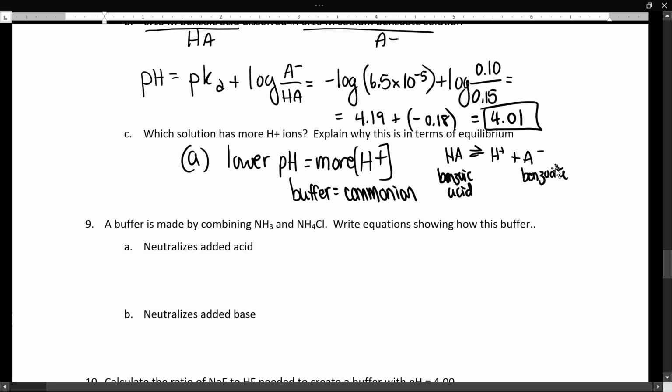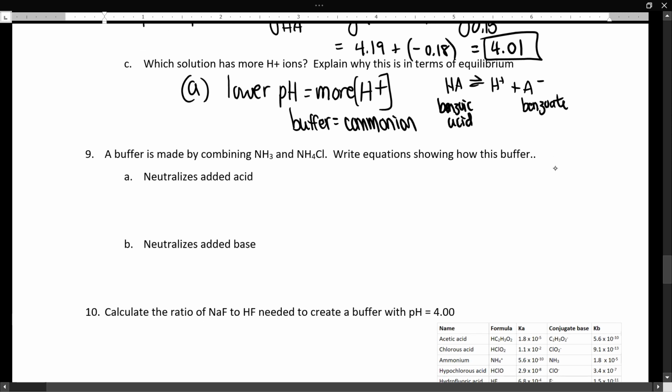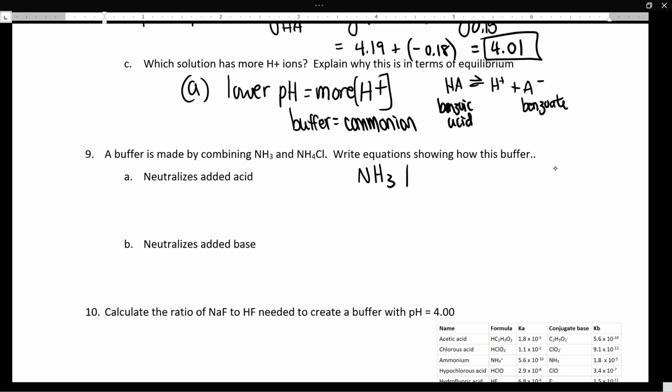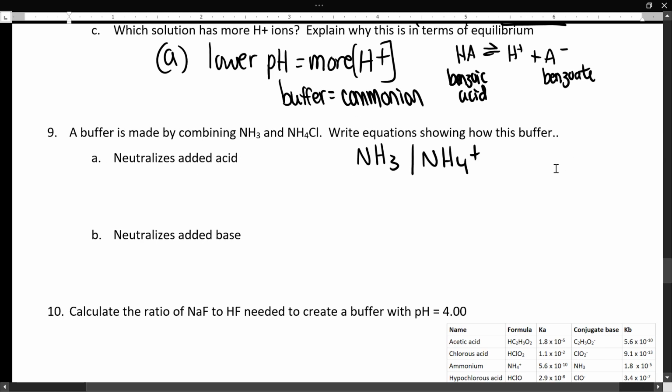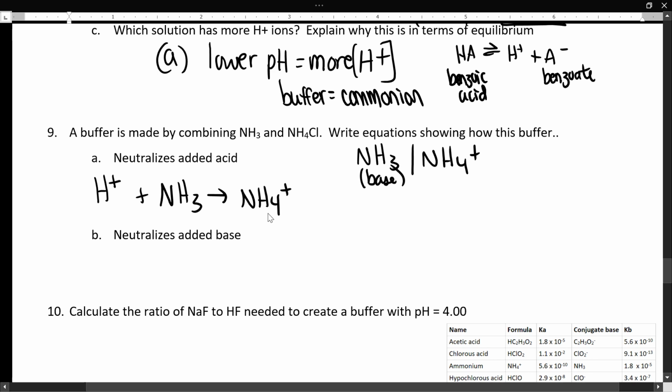All right, so look at this example. We're looking at how buffers behave as buffers. So what's going on here? We've got a buffer that's made by combining a weak base and its conjugate acid. And we know buffers maintain pH by neutralizing any acid or base that's added to the solution. So if you add some acid to your buffer, then the base in the buffer is going to neutralize any acid that you've added. It's going to turn this H plus ion into NH4 plus.